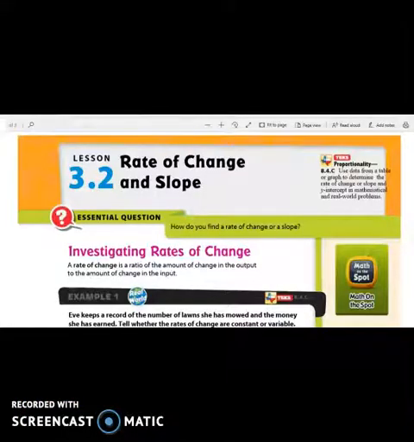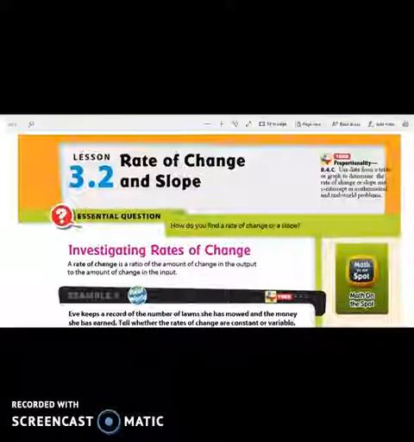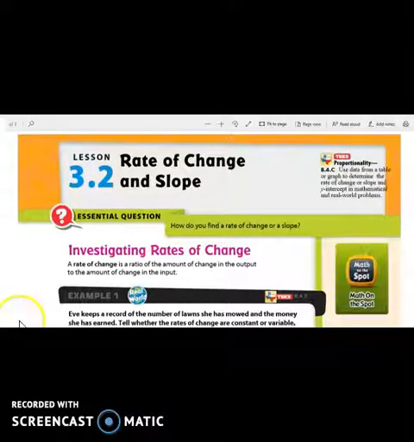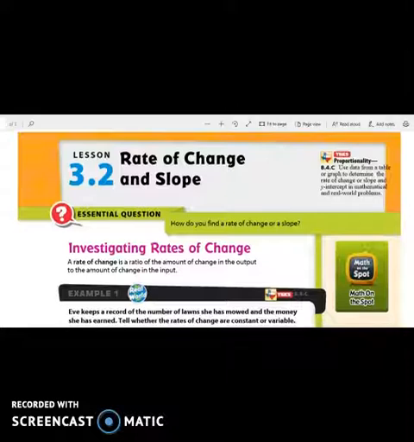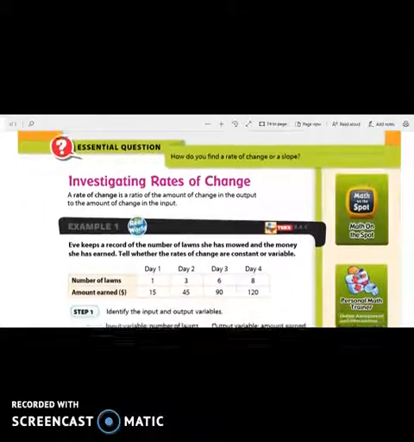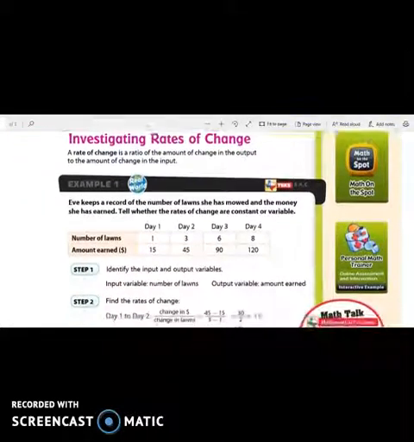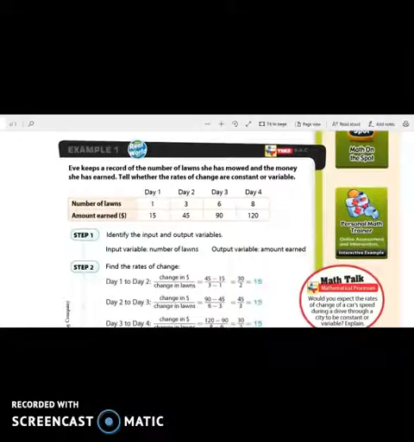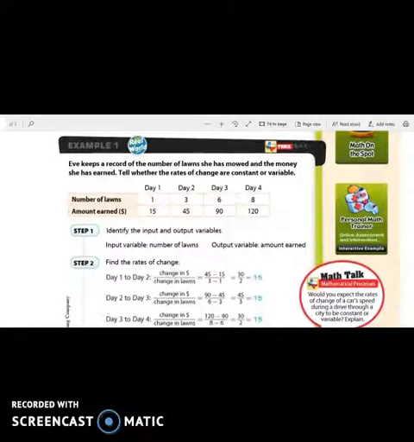So as you see, the book shows you that rate of change in slope can be interchangeable. It's just another form or way of looking at it. So if we notice here, investigating rates of change, a rate of change is going to be a ratio of the amount of change in the output, also known as your y value, to the amount of change in your input, which is also going to be known as your x value. So as we talked about in class, you're going to identify the input and output variables, which they have already labeled in this particular chart.